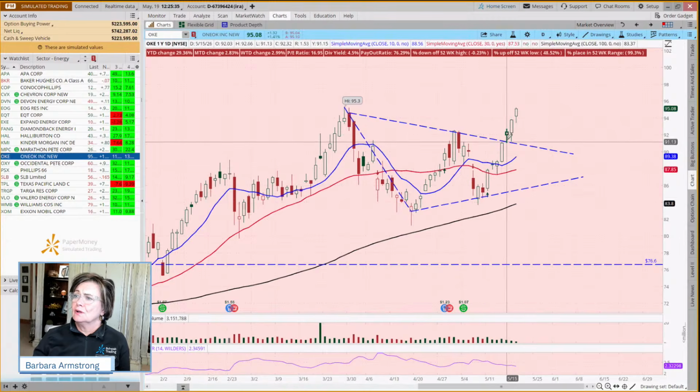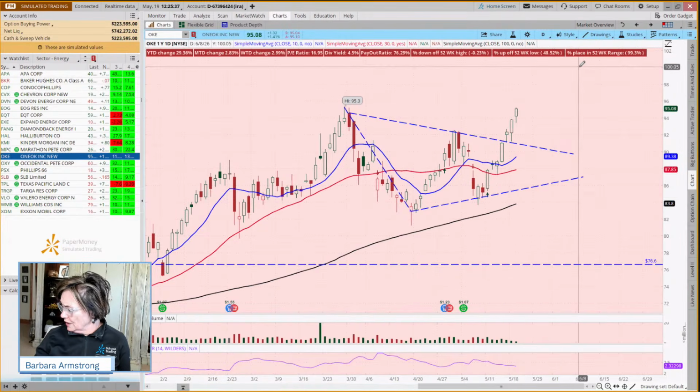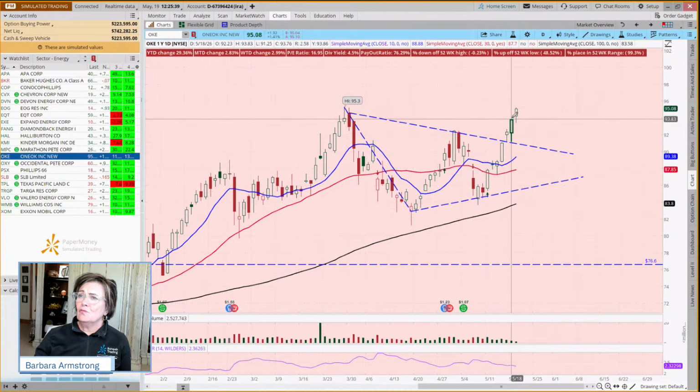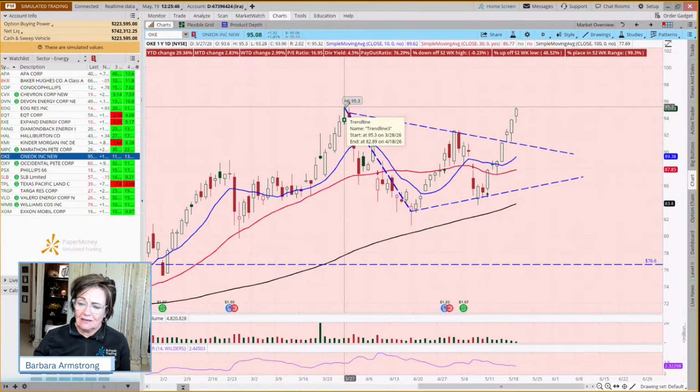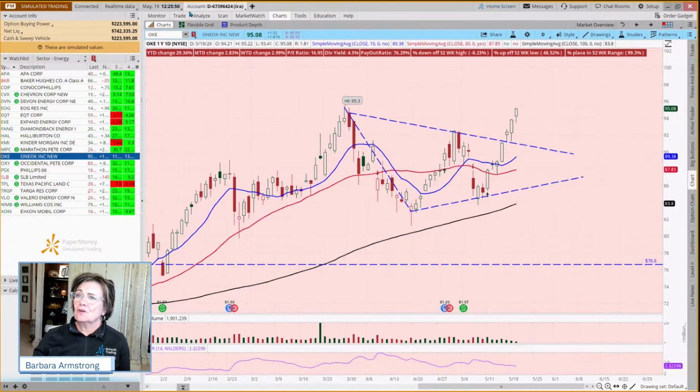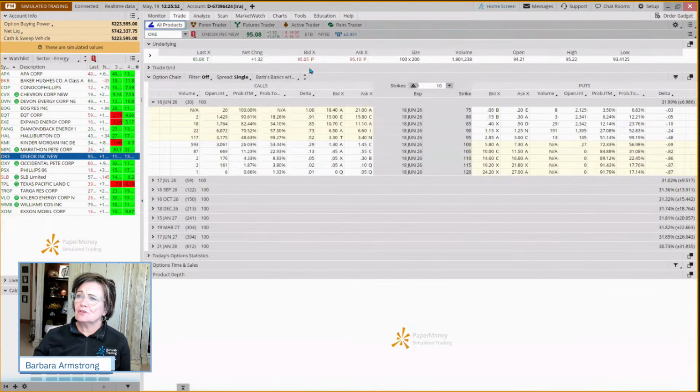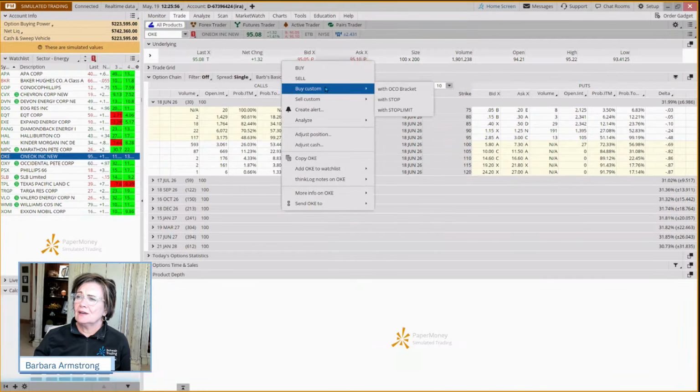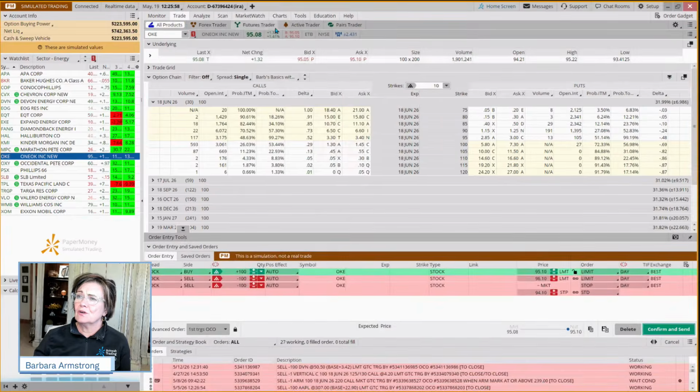Okay. So let's put our target at 102.50. Now we could do a swing target, up to the previous high, but we're basically at that swing target, so a swing target wouldn't work in this case. So we're going to come to our trade tab. We are going to right click anywhere on this line. We're going to buy custom with an OCO bracket.